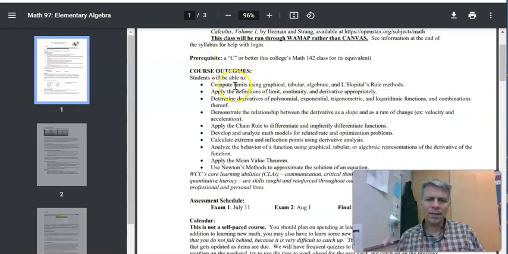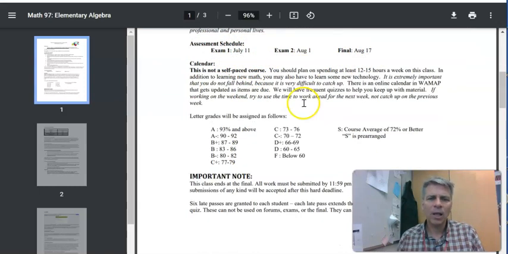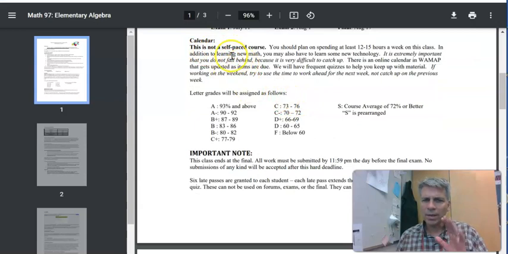All right, lots of things on the syllabus, course outcomes. Here is the assessment schedule, when the exams happen and the final. Note, it's not a self-paced course. You'll see on the calendar that I'll show you next that there are due dates for things, and I have a very strong recommendation on when things should be done.